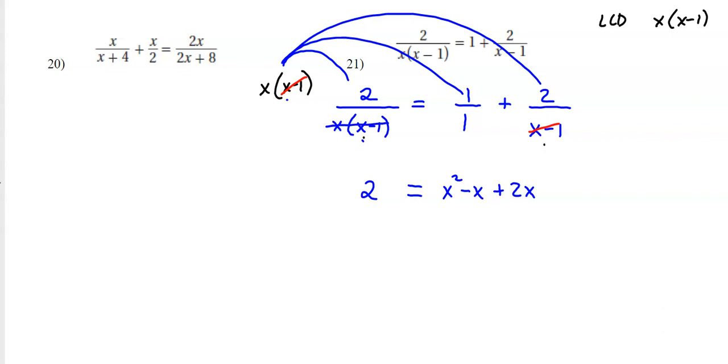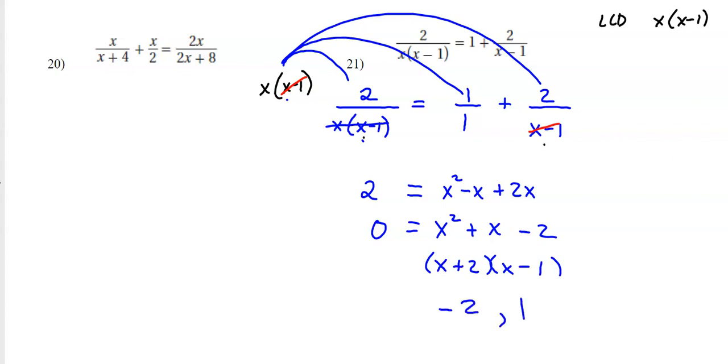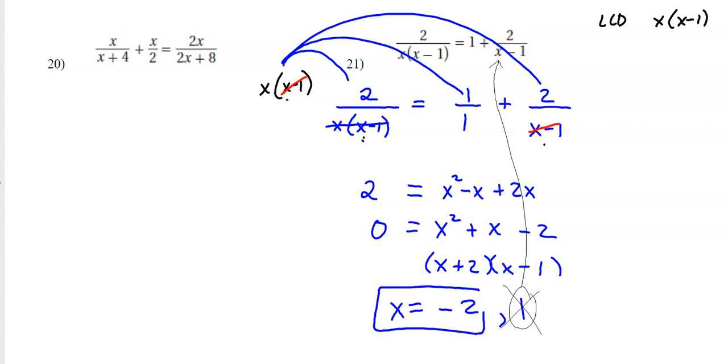And now we got to clean this up. Set it equal to 0, so I'm going to subtract that 2. I have an x squared, and then the minus x plus x, or plus 2x, is just plus x. Let's go ahead and figure this out. This is x plus 2, x minus 1. So it looks like -2 and positive 1 are my choices. But we have a big issue. It looks like with this 1, when I put it right there, 1 minus 1 is 0. So you're extraneous. So it looks like my final answer is just going to be x equals -2.